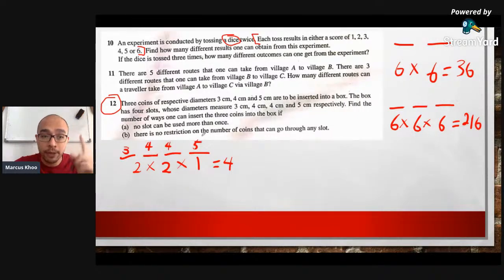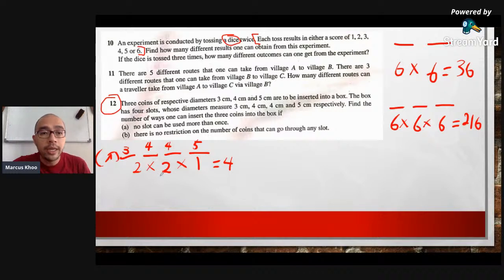Think about it. The 5 cm coin can only go into this box, so there's only one way for this to go in. The 4 cm coin can only go into one of these 2, so there's 2. But the 3 cm coin can choose whether to go in here or here. So there are 2 possible ways for it to do it. So 2 times 2 times 1 will be 4, because one has already been taken. Alright, question B, sorry, this is question A.